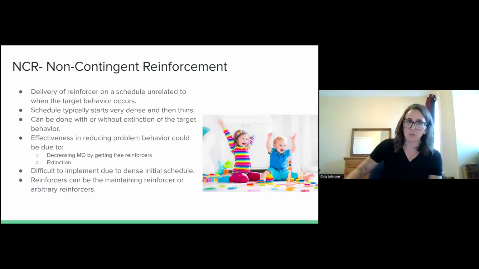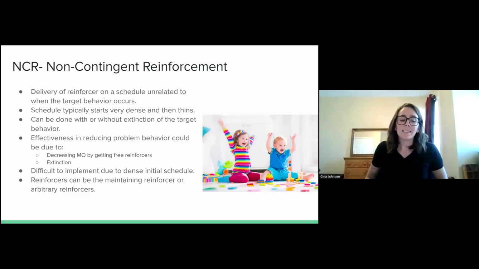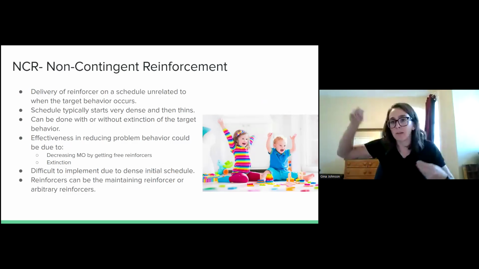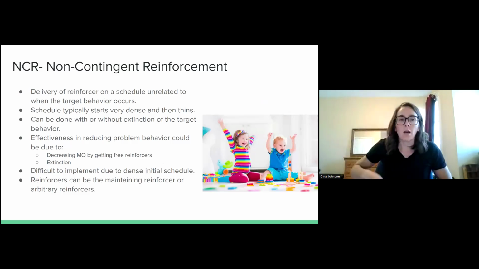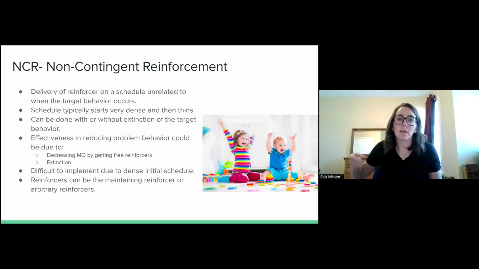Okay, so non-contingent reinforcement, NCR stands for non-contingent reinforcement. Contingent means it only happens when, right? So contingent reinforcement means it only happens when a certain behavior happens. So non-contingent means it's happening on a time-based schedule unrelated to when the target behavior happens. It's usually just a timer, right? Typically, NCR starts on a very dense schedule, so it's happening very frequently, and then it thins out.